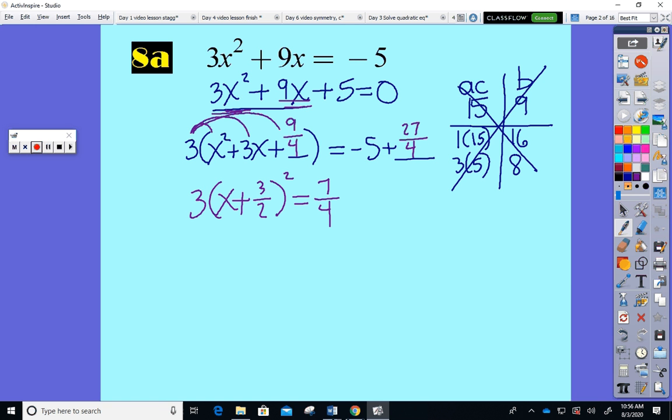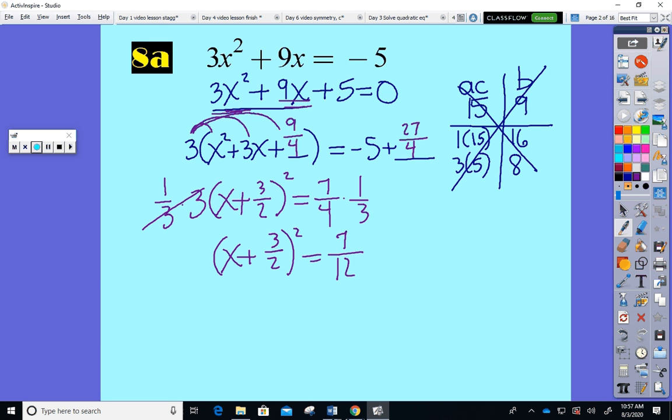Because it creates an equation where we can actually take square roots of both sides, which is the easiest way to solve quadratic equations. They're just not always set up to work like that. Do you agree that if I multiply both sides by 1/3, then my 3's over here cancel, and over on the other side I get 7/12? Are you all with me on what I did?